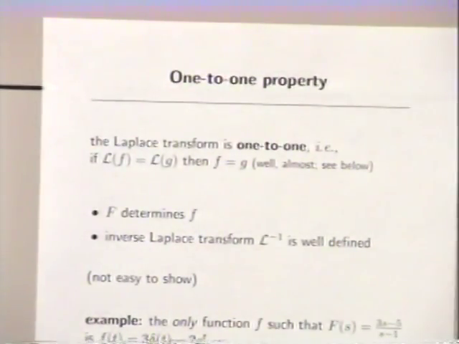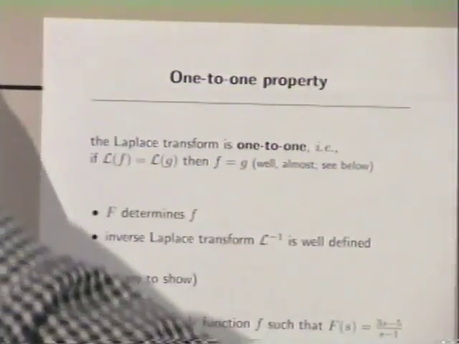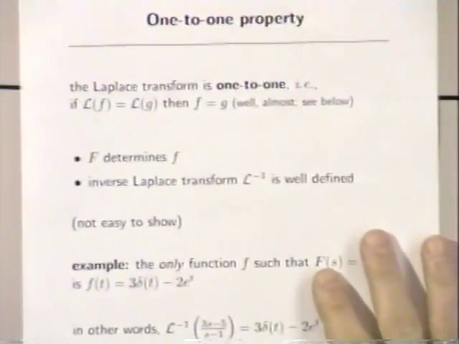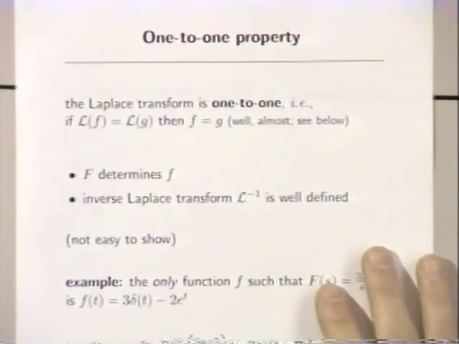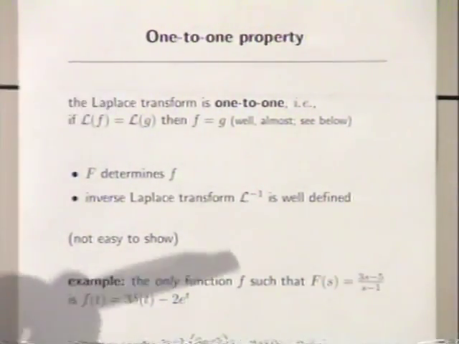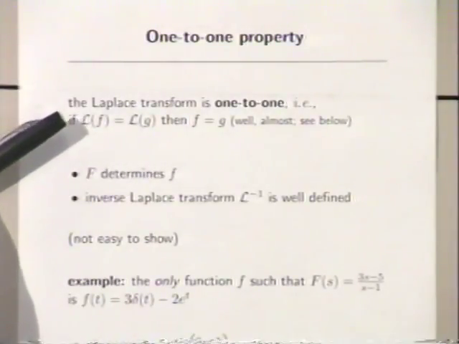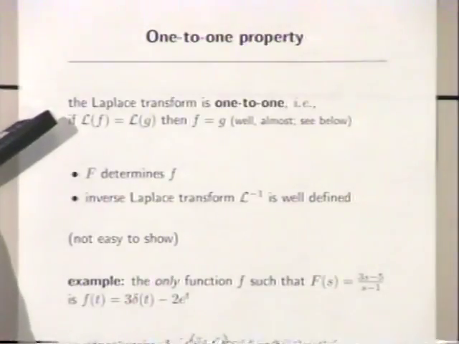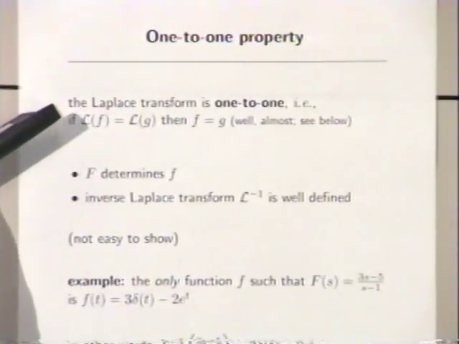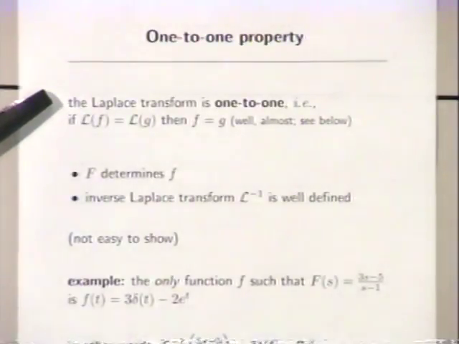Now another important property is the one-to-one property, and here again there is a subtlety, which I'll say a little bit about, probably more than I should. Roughly speaking, and I'll say what I mean by roughly speaking in a second, the Laplace transform is one-to-one.